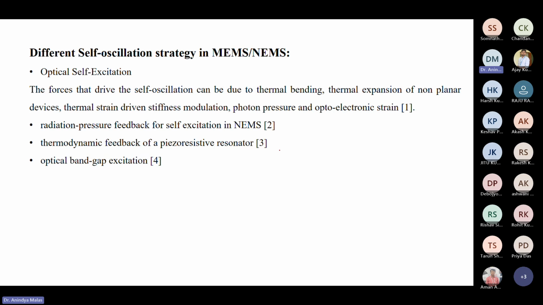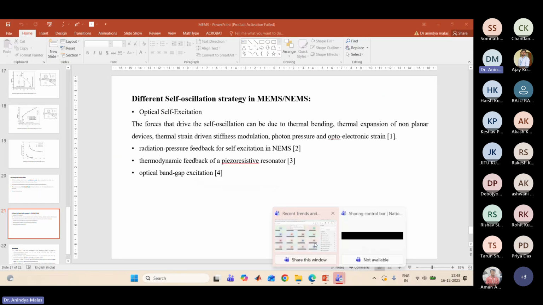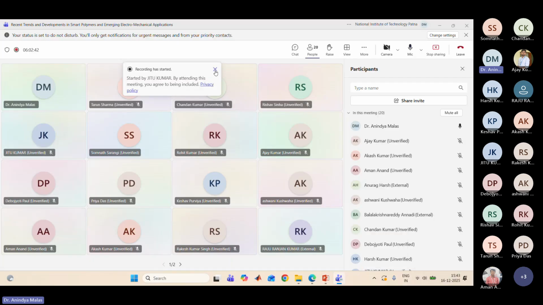So this is my objective, and I think all of you have understood the basics, or a little bit of that. Now this is the end of this talk. If you have any question, you can ask me, from the self-excited MEMS resonator.